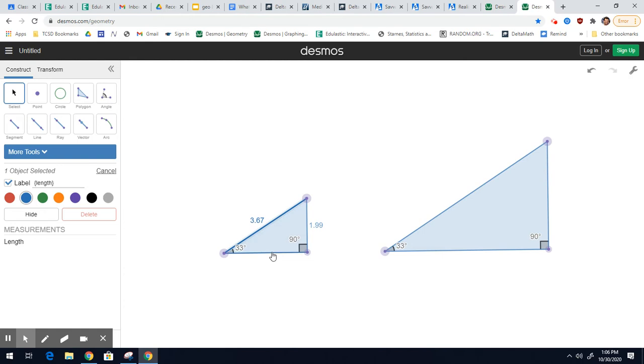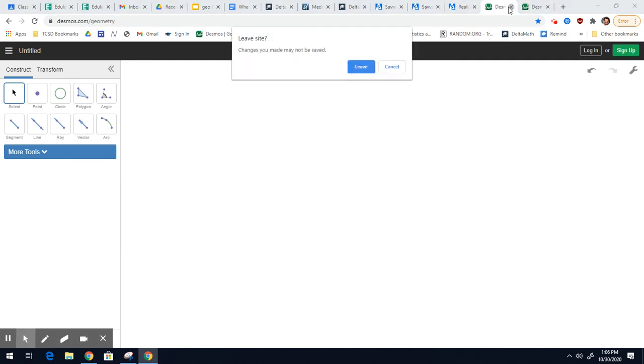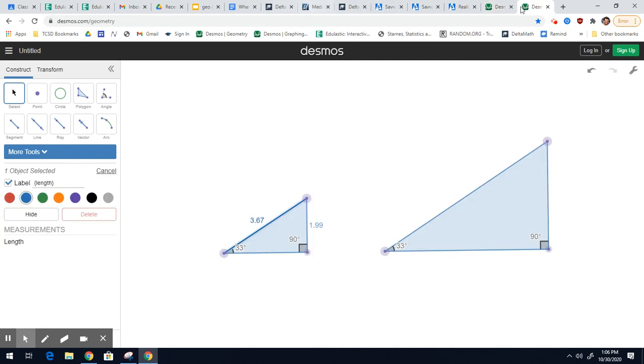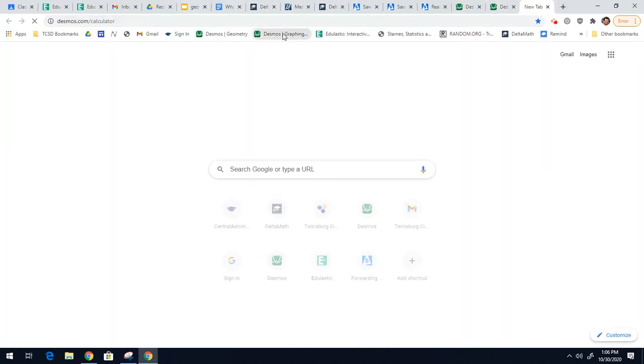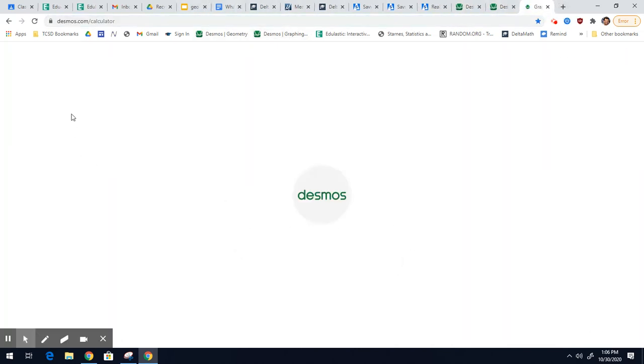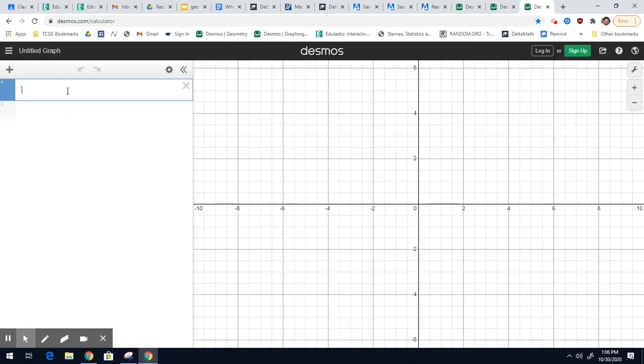I'm going to go to the Desmos Graphing Calculator, and I'm going to put those two numbers in a fraction, 1.99 divided by 3.67. So here's my graphing calculator, 1.99 divided by 3.67. And I got 0.54. So that's a number. Again, that's eventually going to be known as the sine of that angle, but right now, it's a number, 0.54, a ratio, a fraction.